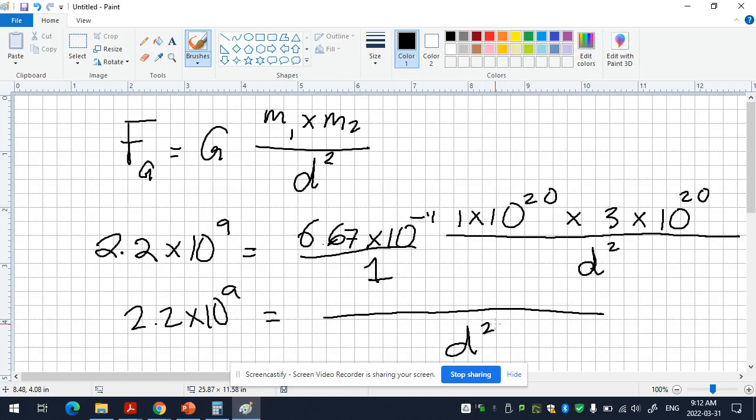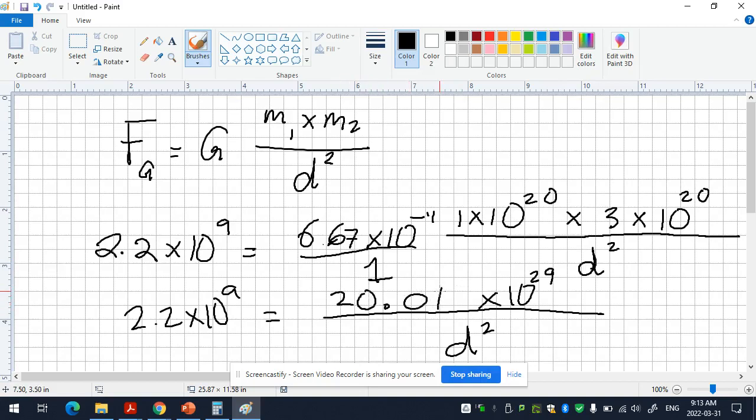I don't need calculators for this. Can we do this in our head? Yeah, we can. There's a lot of powers of 10. What's 20 plus 20? 40. Take away 11. 29. Done. 10 to the 29. 3 times 1 times 6.67. Do you see how easy it is? So 20.01.